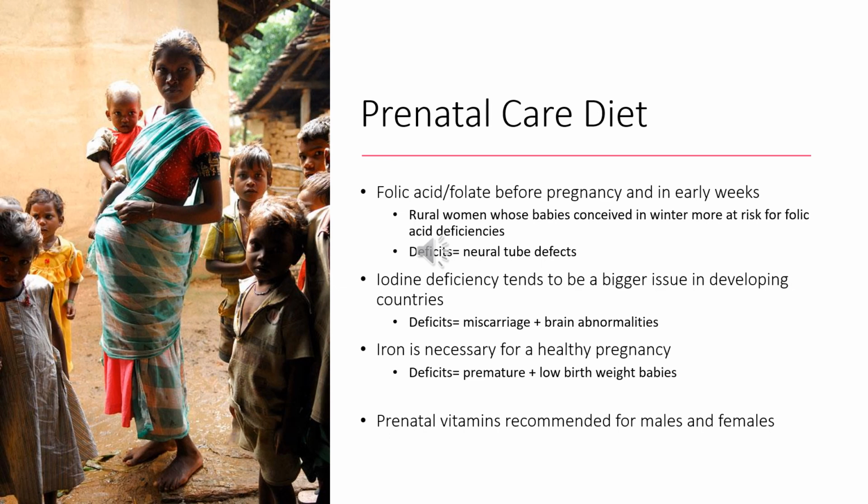But before this, lots of women were more likely having miscarriages, and particularly rural women whose babies are conceived in the winter and aren't getting access to fresh fruits and vegetables and don't have fortified flour are more at risk for neural tube defects and miscarriages coming along with those.